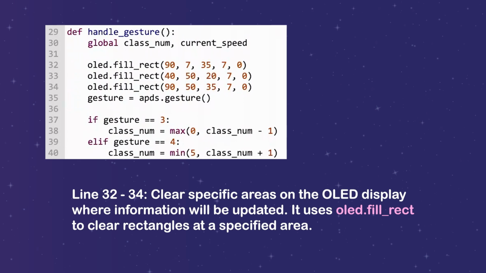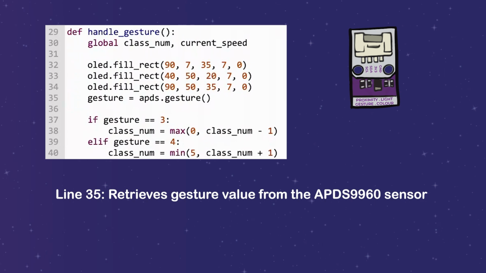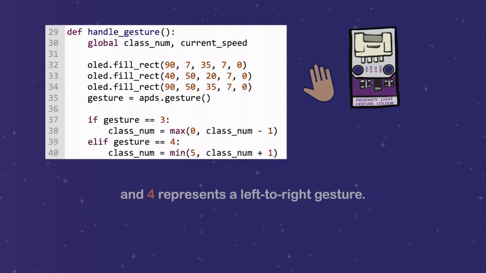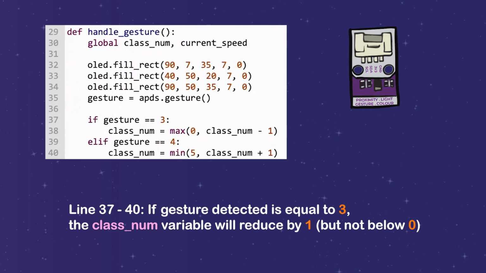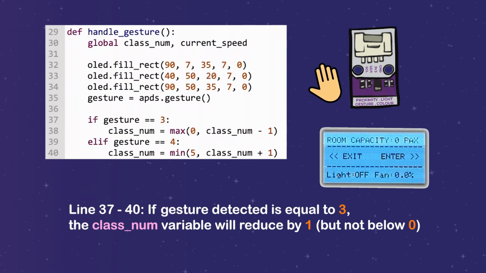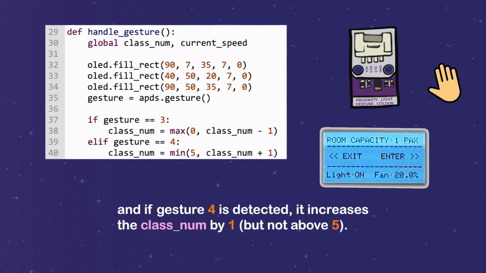Line 32 to 34 clear specific areas on the OLED display where information will be updated. It uses OLED fill rectangle to clear rectangles at a specified area. Line 35 retrieves gesture value from the APDS sensor, where 3 represents a right-to-left gesture and 4 represents a left-to-right gesture. Line 37 to 40. If gesture detected is equal to 3, the class number variable will reduce by 1, and if gesture 4 is detected, it increases the class number by 1.